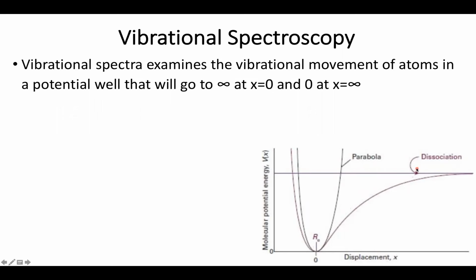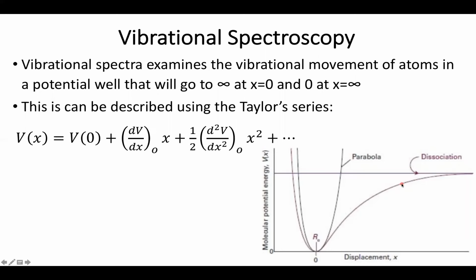Now, the problem is that it turns out that this sort of tailed potential well is actually fairly hard to model because, well, who doesn't love an infinitely tailed species? It's hard to describe this one well. So our go-to approach is going to be to use a Taylor series.